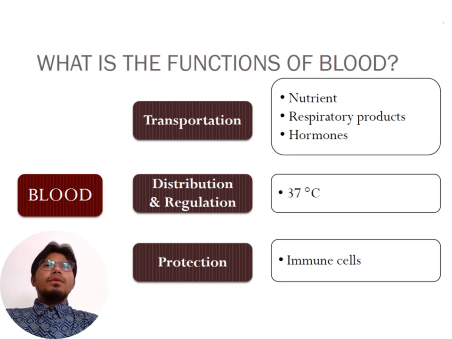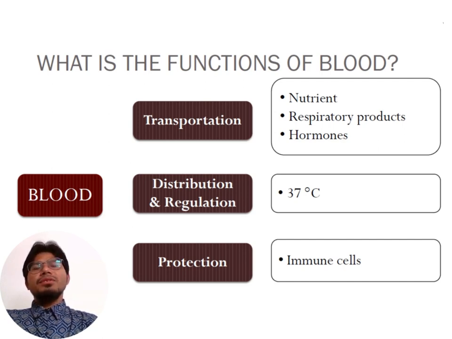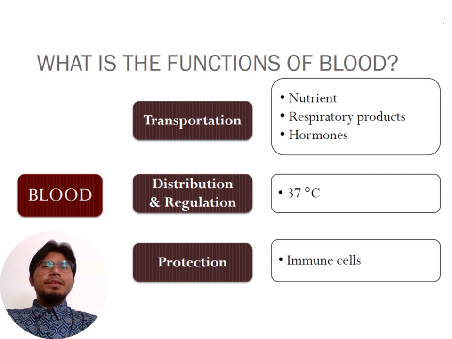Function number two is body temperature regulation. Our body needs to maintain the optimal body temperature of 37 degrees Celsius. Meaning, if we are infected by any pathogen that can cause fever, there will be a mechanism to reduce the body temperature. Actually, fever is our body's response mechanism in fighting microbes.